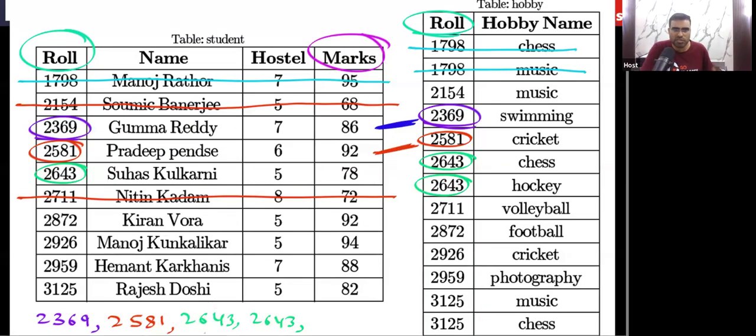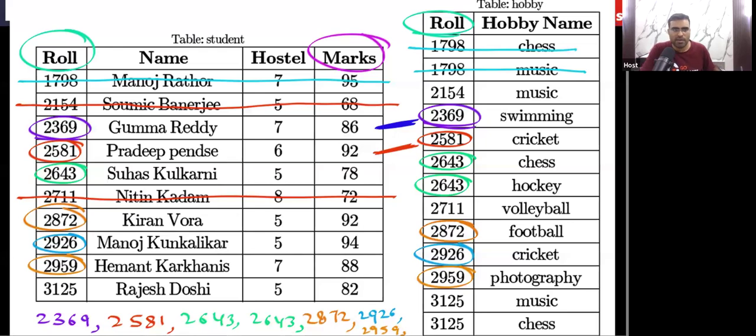So is this clear? There will be two tuples because of 2643. What about this one? 2872. Because of this, there will be one tuple. Next, 2926. There will be another tuple. Next, you can see 2959. There will be another tuple because of this 2959.